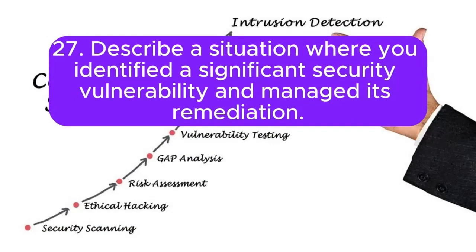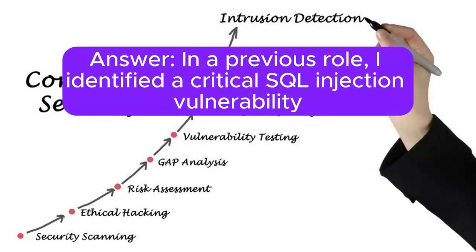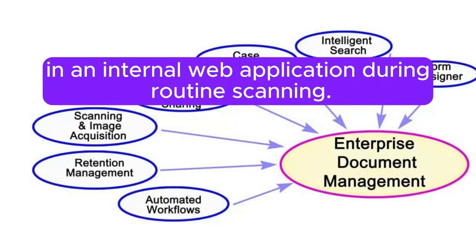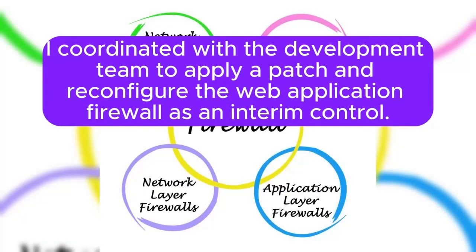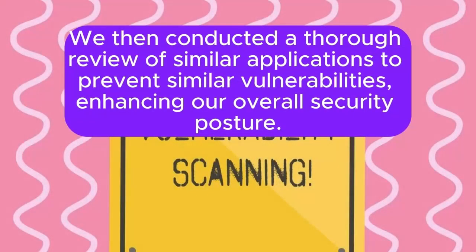27. Describe a situation where you identified a significant security vulnerability and managed its remediation. Answer: In a previous role, I identified a critical SQL injection vulnerability in an internal web application during routine scanning. I coordinated with the development team to apply a patch and reconfigure the web application firewall as an interim control. We then conducted a thorough review of similar applications to prevent similar vulnerabilities, enhancing our overall security posture.